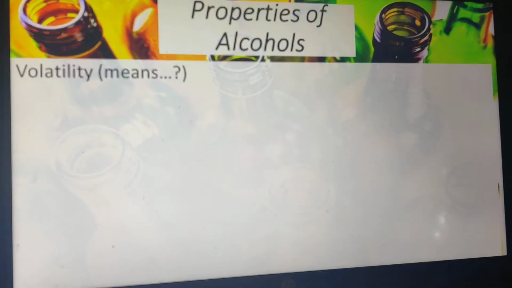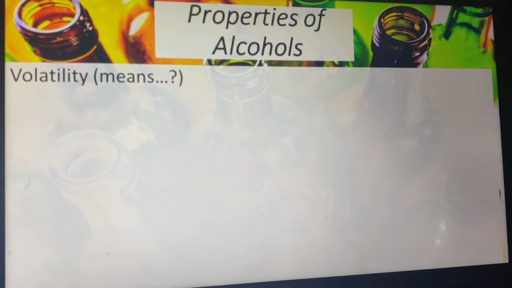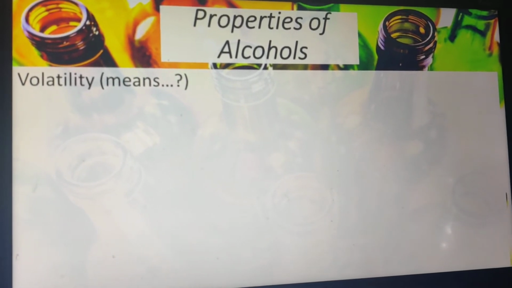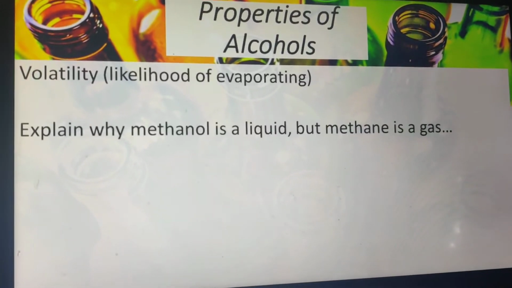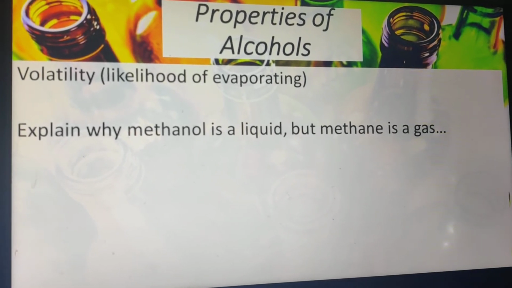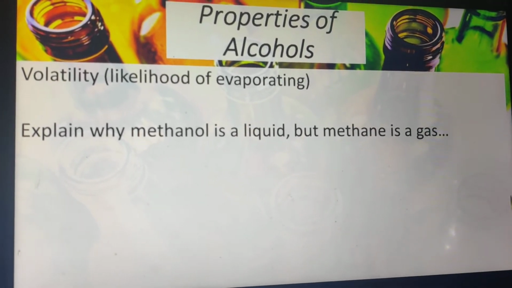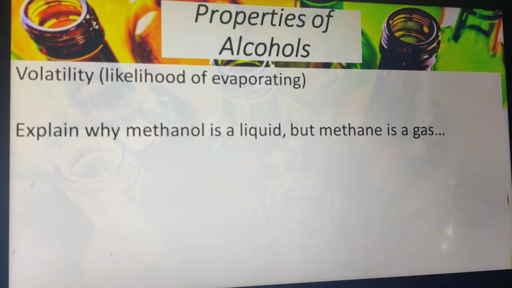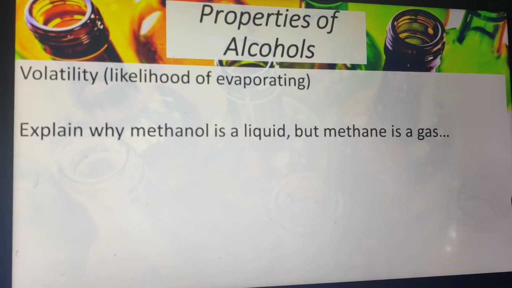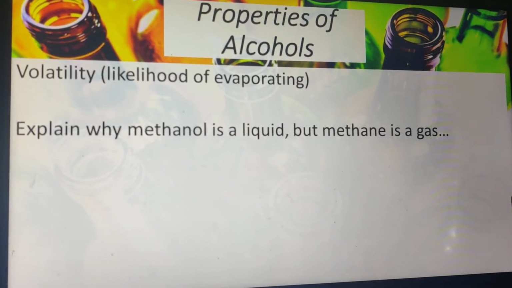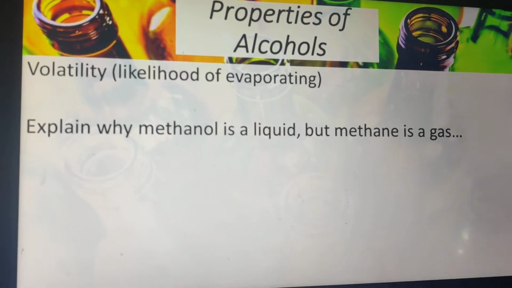So, properties of the alcohols. How volatile something is means, it's one of those words we use differently in chemistry to everyday English. How volatile something is means, how easy is it to evaporate. So methanol is a liquid. Methane is a gas. The only difference between the two is the presence of an oxygen atom. Methane, CH4. Methanol, CH3 with an OH on it.